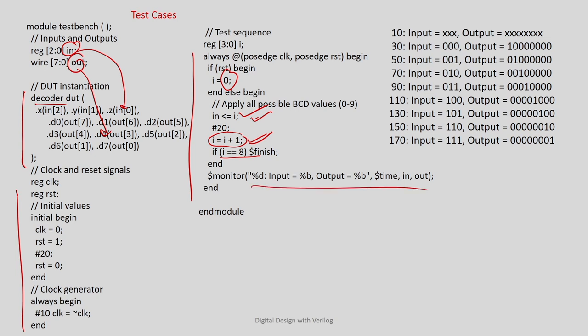You can see here that when the input is 0 0 0, the output D 0 is 1, right. Whenever it is 0 0 1, D 1 is 1. When 0 1 0, D 2 is 1. When 0 1 1, D 3 is 1, and so on. So, you can see that only one of the outputs is 1, and only the corresponding bit, right. So, this implements my 3 to 8 decoder correctly.